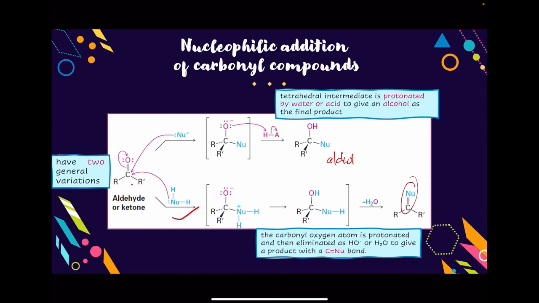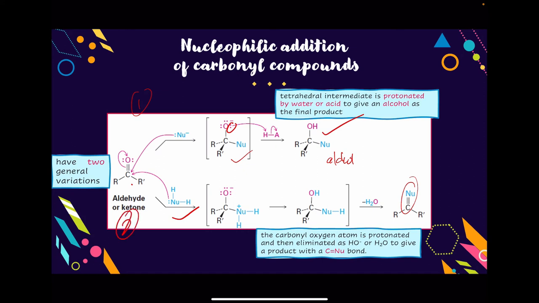Okay, first we look into the mechanism of the negatively charged nucleophile with the carbonyl compound. At first, the nucleophile which is rich in electrons will attack the C=O. At the same time, one bond from the C=O will give the electrons to the oxygen. Then it will give the tetrahedral intermediate. Then the tetrahedral intermediate is protonated by water or acid. It means that one lone pair from the oxygen will get the hydrogen from the water or acid to form the final product, which is the alcohol compound.